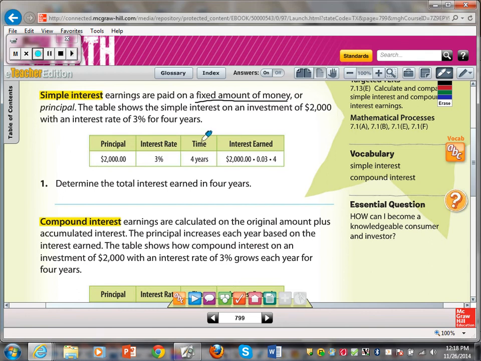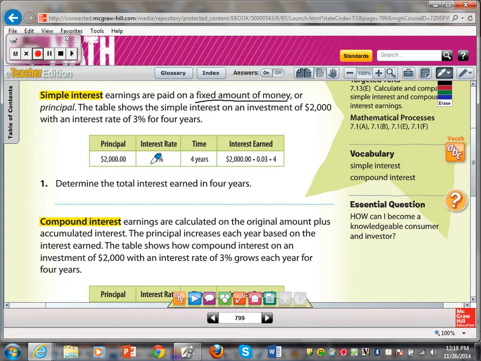The bank tells you, for letting us use your $2,000, we're going to pay you 3% of that money. And this right here is what you call your interest. If you put $2,000 in as principal, and the bank pays you 3%, that is called the interest. They're paying you for letting them use your money.